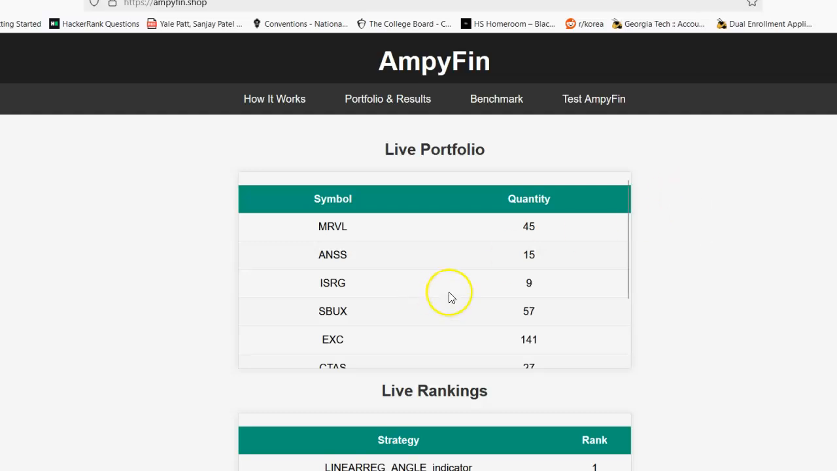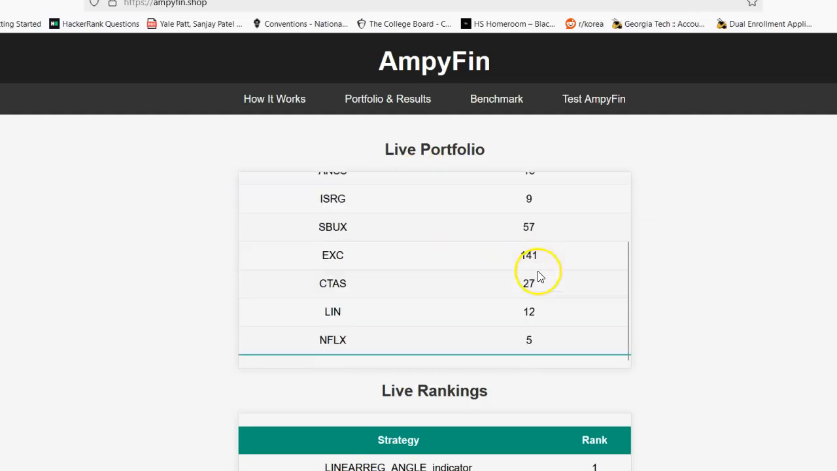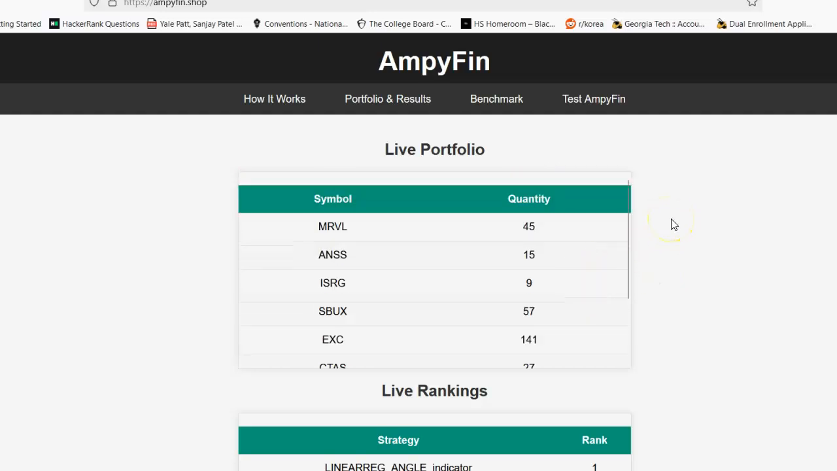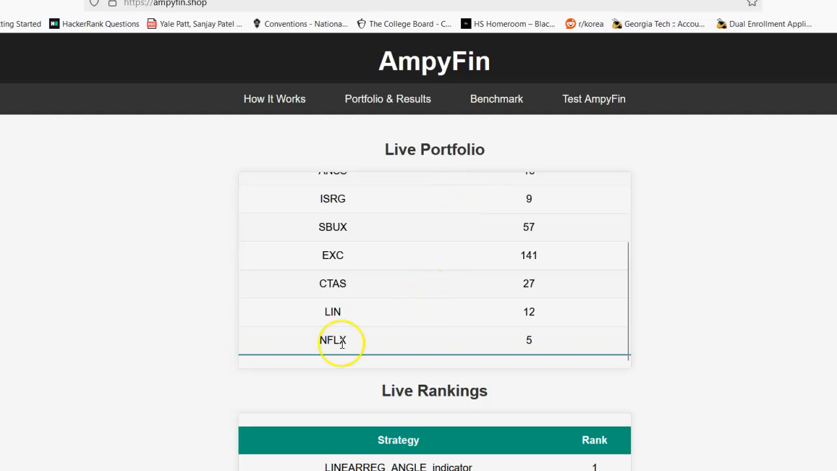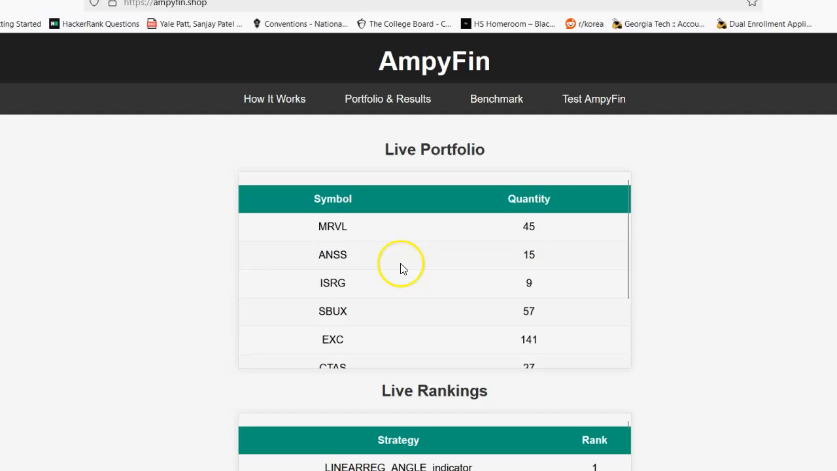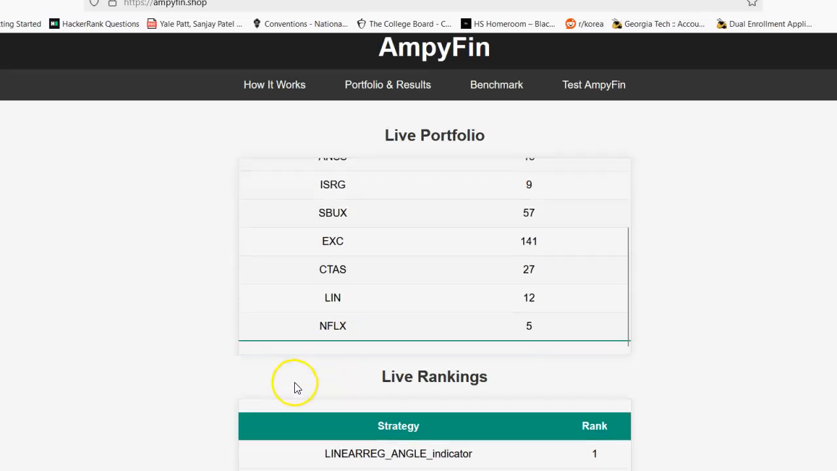So it did have Apple and it had to sell Apple at, I think, 3 point something percent, 3.12% loss. So just want to point out, Ampyfin is not perfect. You shouldn't use Ampyfin as your single instrument for investing. Just want to point that out. Netflix is where it did well. I don't know how all the other stocks did. I'll have to look into that a little bit later. Apple was where it didn't do well, and it did sell Apple at a loss.